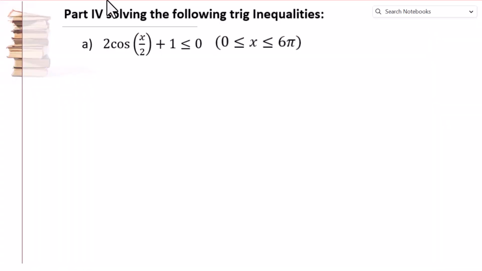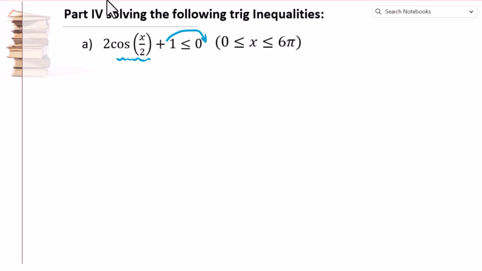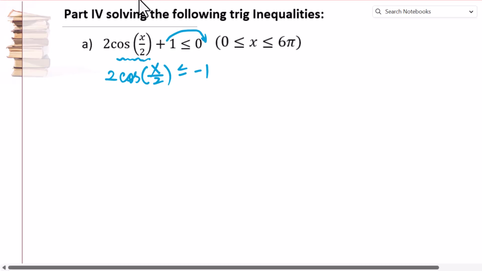Let's go to part 4, solving the following trig inequalities. A. 2 cosine x over 2 plus 1 is less than or equal to 0. Since this is a linear inequality, we need to isolate cosine x over 2. Therefore, cross the river, change sign. 2 cosine x over 2 is less than or equal to -1. Then we divide both sides by 2.